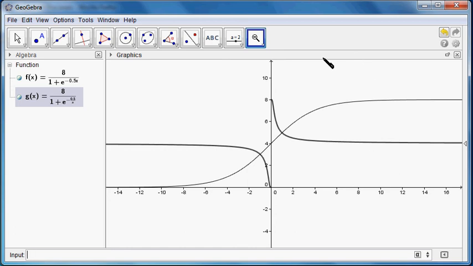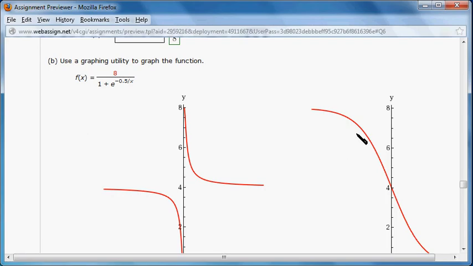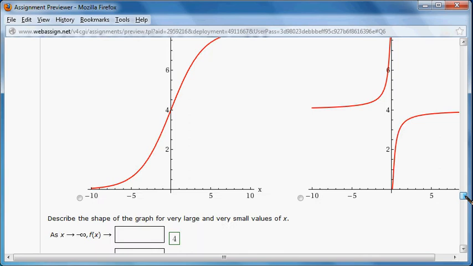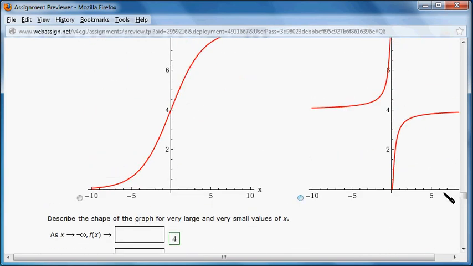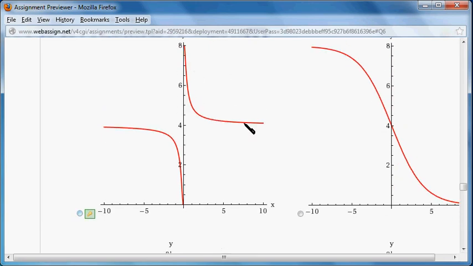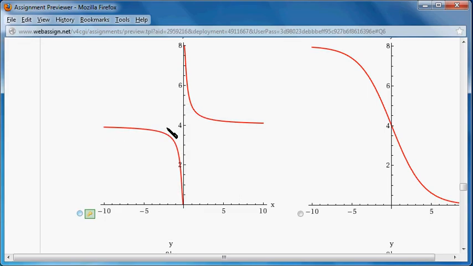So let's see if we can choose that. This looks pretty good, and the second one is totally off, and that one's totally off. The last one is very close, but you can see the graph over here, and you have a graph down here, which matches the picture there. So this is the right answer.